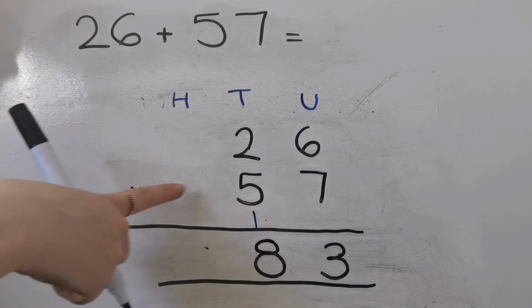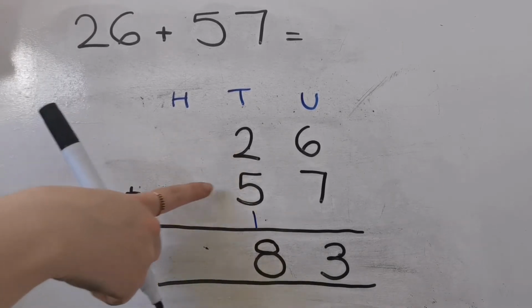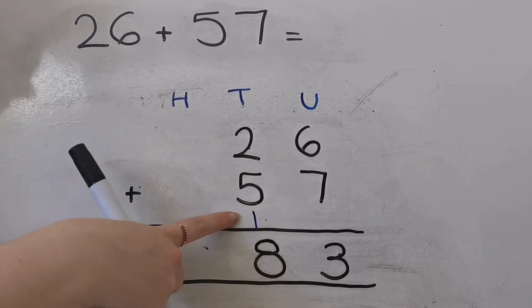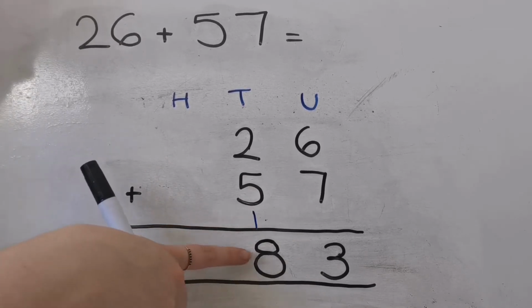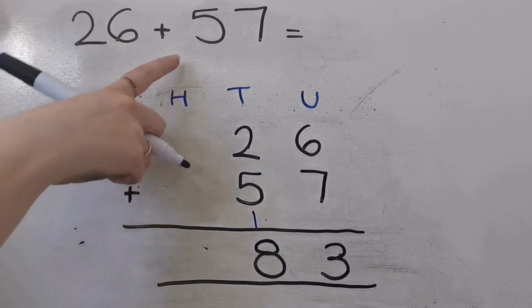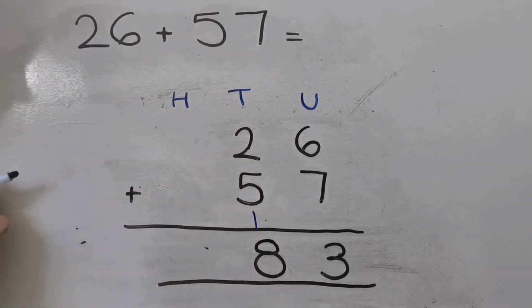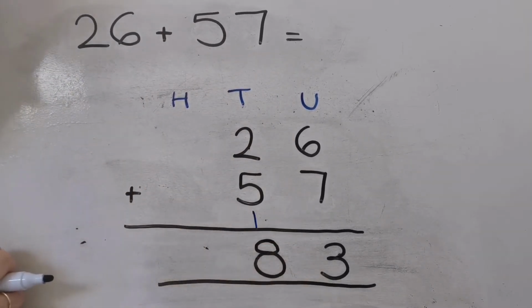Then we had 2 plus 5. 2 tens and 5 tens is 7 tens. Plus 1 more 10 would have given you 8 tens or 80. So your final answer to 26 plus 57 should have been 83. Well done if you got that correct.